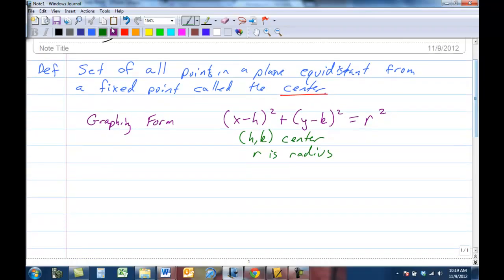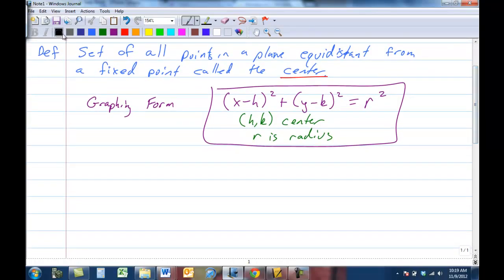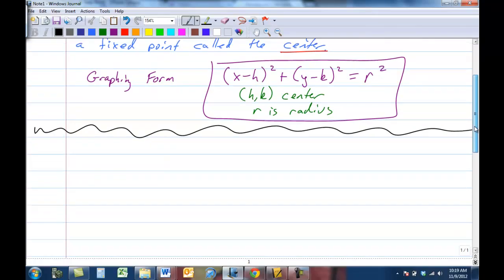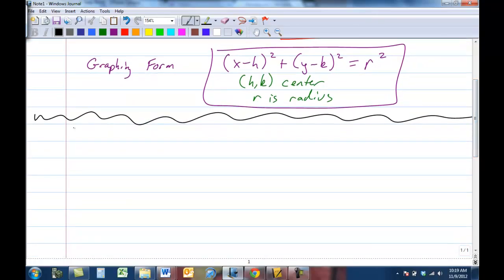Alright, so this is the big important stuff, this formula here. We're going to do all sorts of problems with this. So, let's do our first example. We're going to, really quick, determine the center and radius, then graph the given circle.